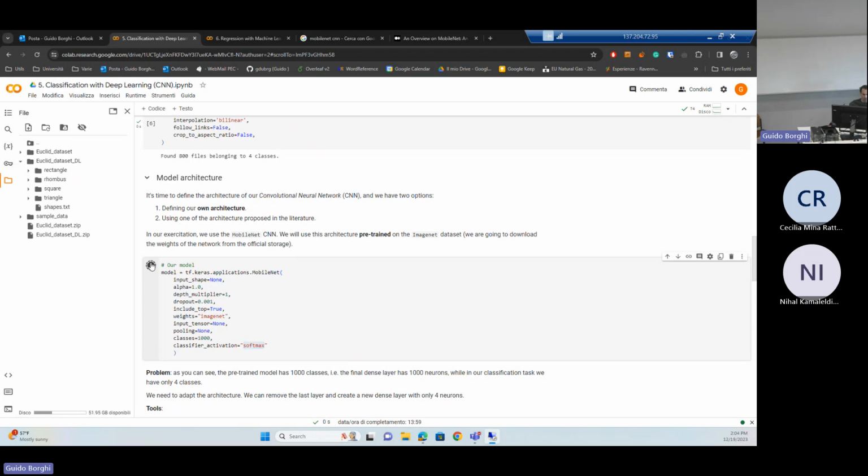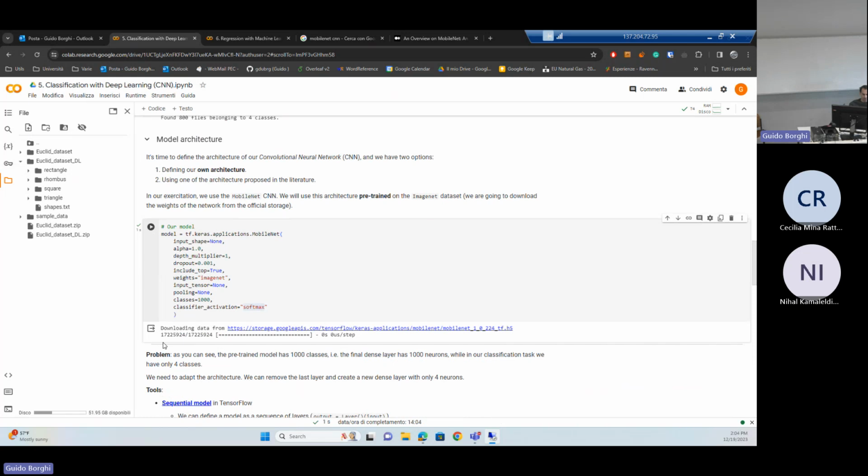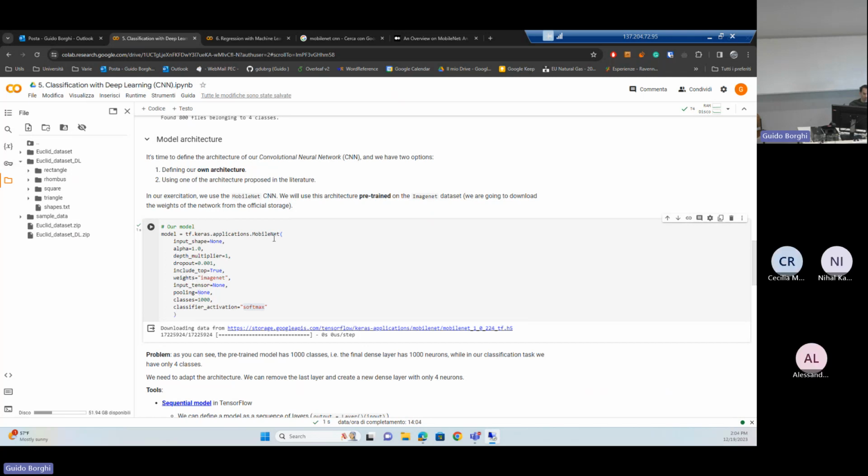So here we can define our model. You can see that you have here a line that says downloading data from blah blah blah. These data are the weights that we are going to use, the weights that belong to the MobileNet pre-trained on the ImageNet data. So that's why you can see our downloading operation here.